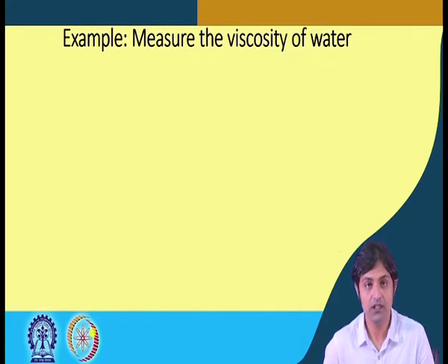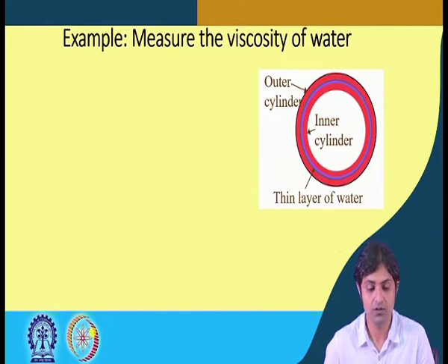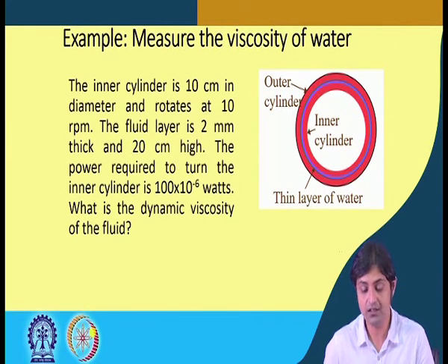Now, one of the examples that we will talk about is used to measure the viscosity of the water. It is a very standard experiment. The inner cylinder, in this particular case, I have broken it down in the form of a numerical as well. The inner cylinder here is 10 centimeters in diameter. There is another outer cylinder as well. The inner cylinder being 10 centimeters in diameter, rotates at 10 rotations per minute.